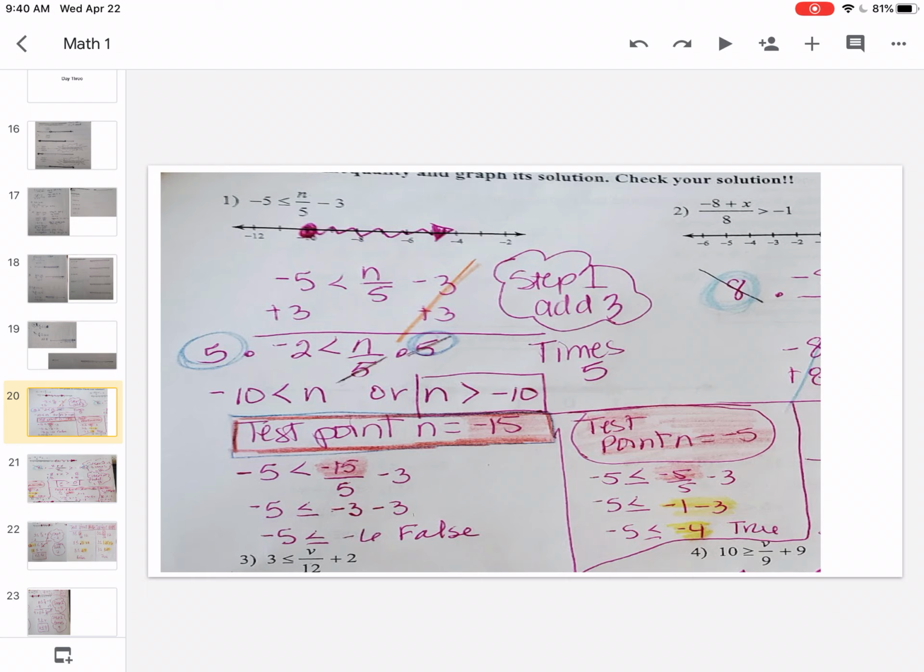Test point n equals negative 5. Okay, so I have negative 5 is less than or equal to negative 5 over 5 minus 3. So I look at my fraction again, negative 5 over 5. 5 goes into negative 5, negative 1 times. So bring the problem down. Now we have negative 5 is less than or equal to negative 1 minus 3. So bring down your negative 5 is less than or equal, and then negative 1 minus 3 is negative 4. So negative 5 is less than or equal to negative 4? True. Okay.